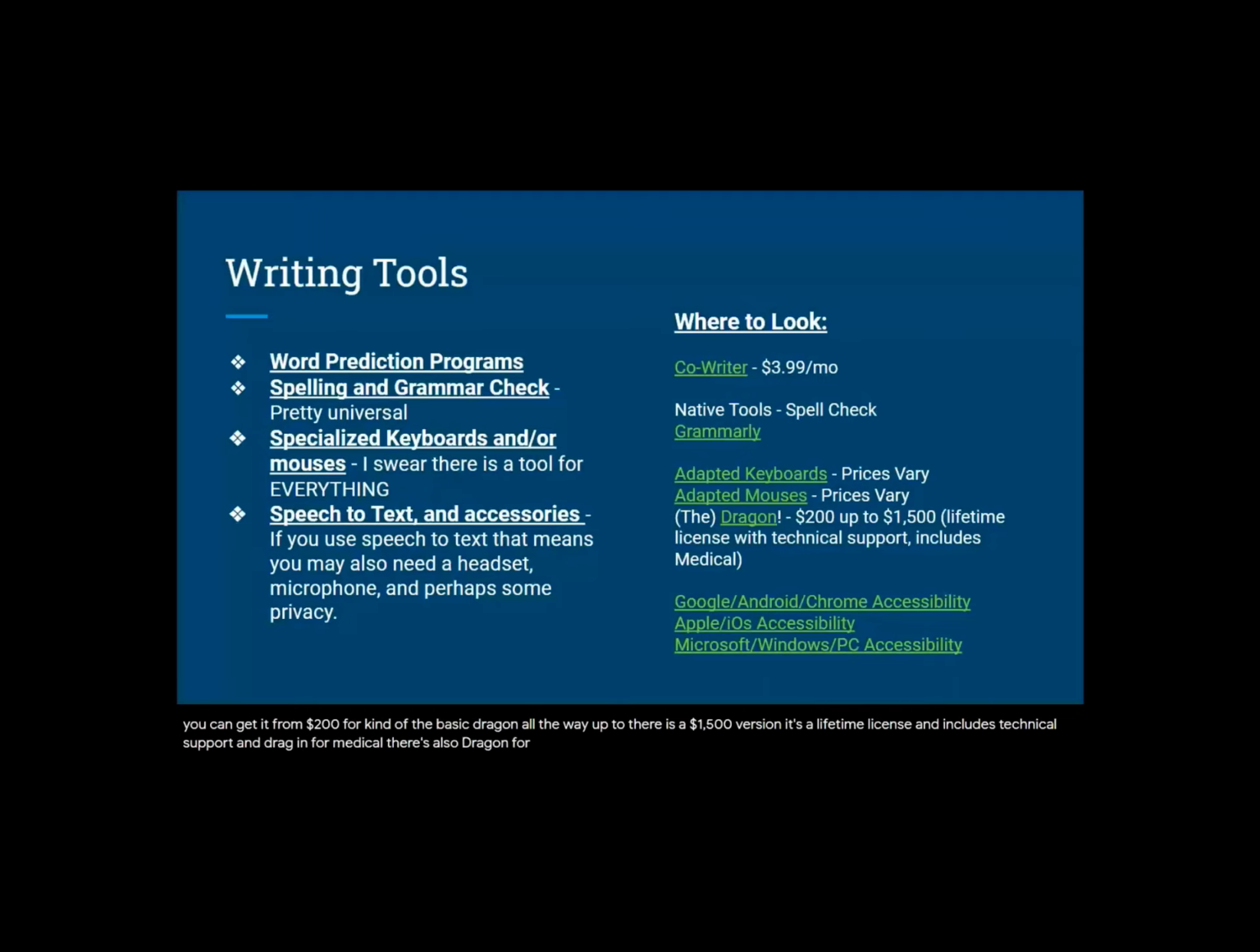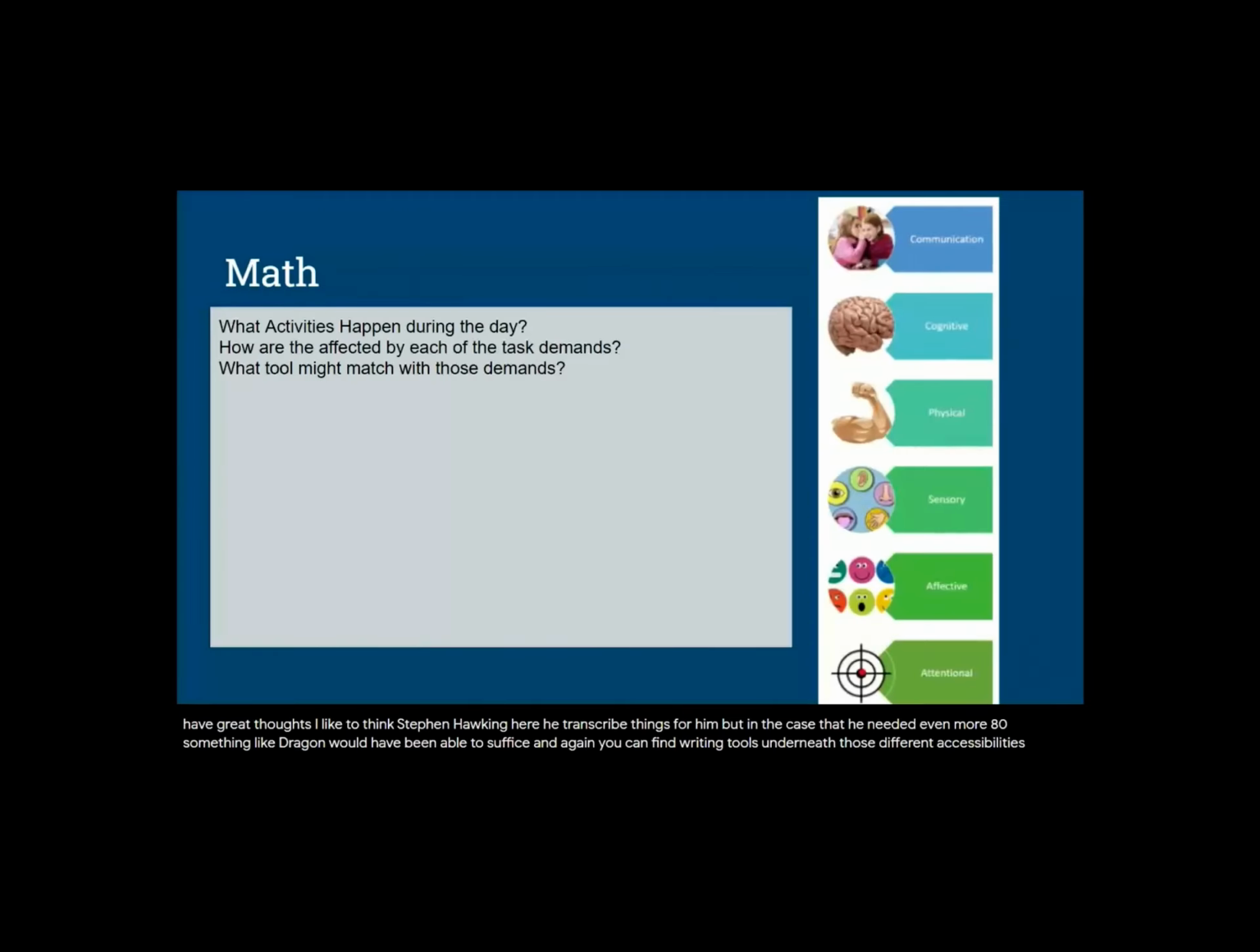There's also Dragon for legal because, you know, people who might not be able to write with their hands still have great thoughts. I like to think Stephen Hawking, you know, I looked it up. He had like a lab full of people there to transcribe things for him. But in the case that he needed even more AT, something like Dragon would have been able to suffice. And again, you can find writing tools underneath those different accessibilities.